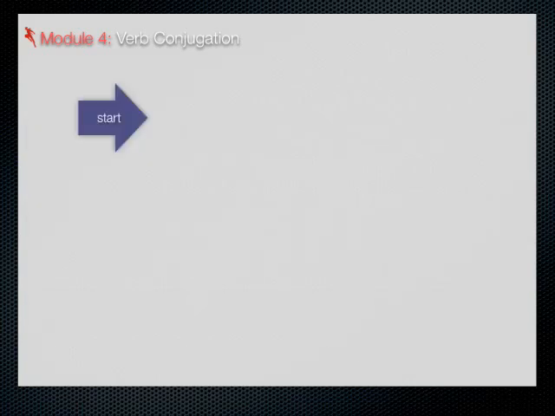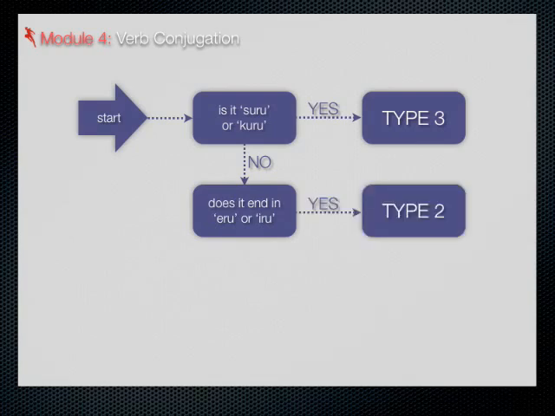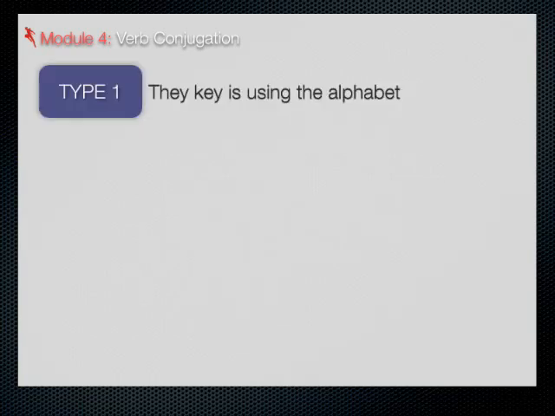To help you visualize what type of verb you're looking at, I've made this pretty simple flowchart here. You start with your verb and ask yourself, is it suru or kuru? If yes, then you have a type 3 verb. If no, then you ask yourself, does it end in eru or iru? If yes, that's type 2. And if no, it's a type 1. Pretty straightforward. The key to conjugating type 1 verbs is using the Japanese alphabet.